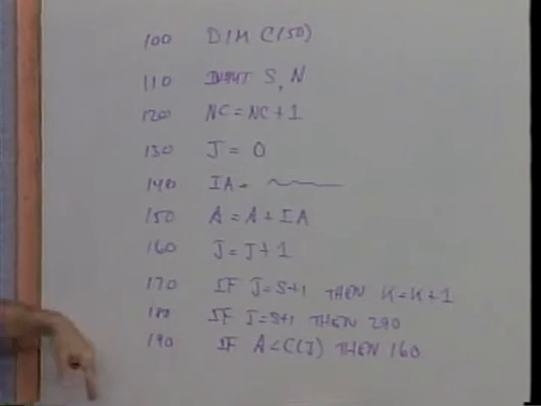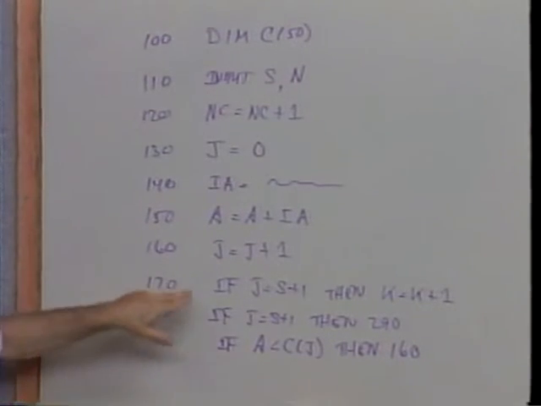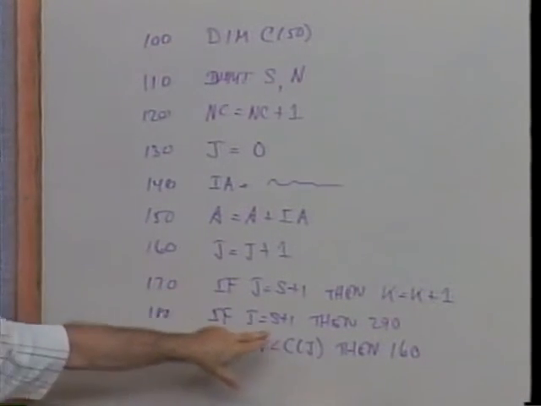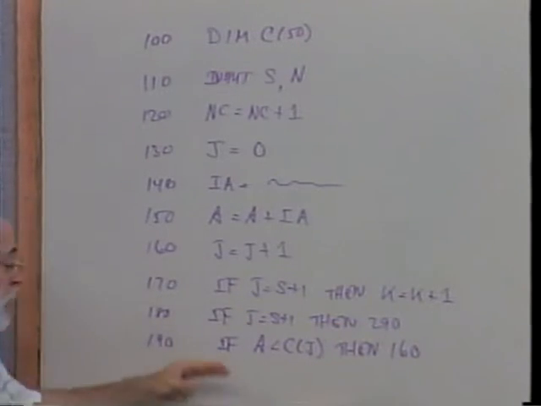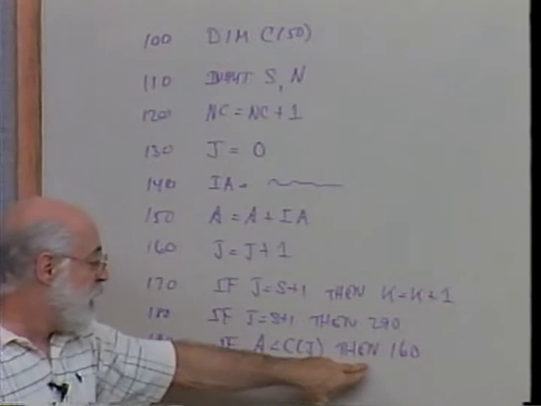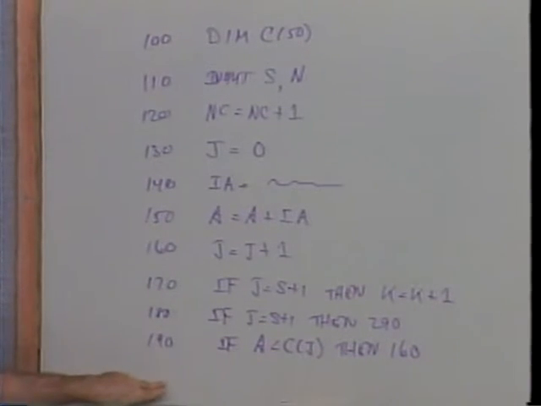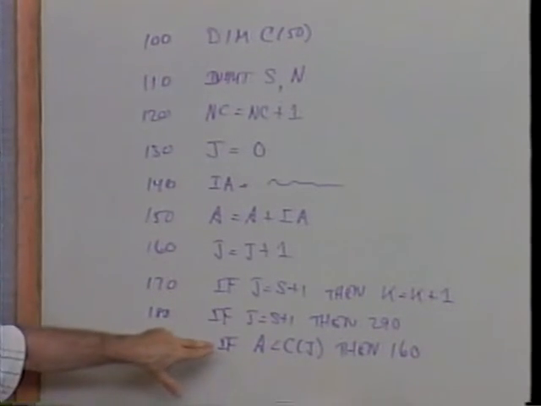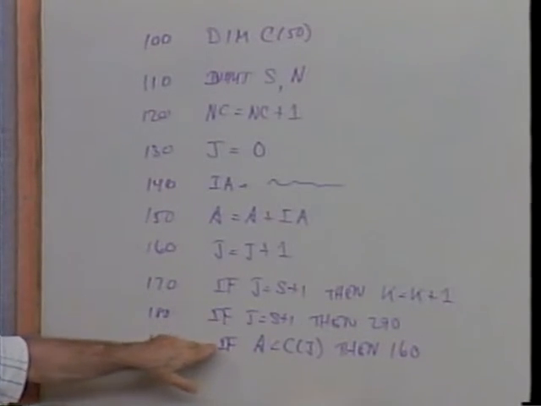So I'm going to continue through this loop until either the call overflows, in which case I drop out because I go to 290, or I don't drop out. That is, if this condition is not met, instead of going back to 160, I'm going to take the next instruction in sequence, meaning that the next trunk is going to carry this call.